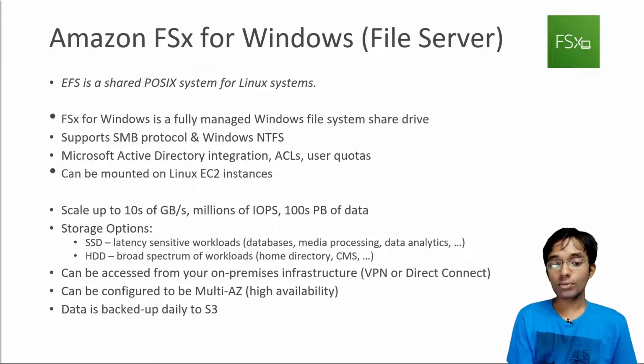Now FSx for Windows can also be accessed from your on-premise infrastructure using a VPN or Direct Connect service, and you can configure it to be multi-AZ and provide you high availability. You can also back up your data daily to Amazon S3. So these are the features of Amazon FSx for Windows.